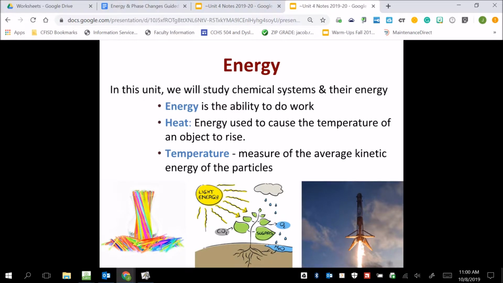So a big part of this is still understanding the energy. We know energy is the ability to do work, heat is energy used to cause the temperature of an object to rise, and temperature is a measure of the average kinetic energy of the particles. So we learned that in Unit 3 about temperature being the kinetic energy of particles.